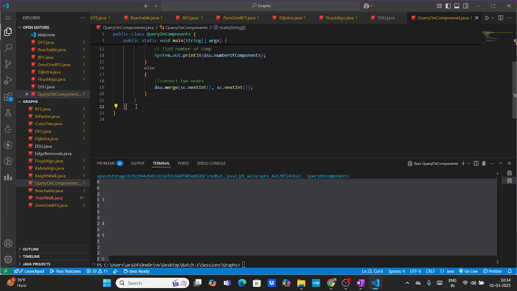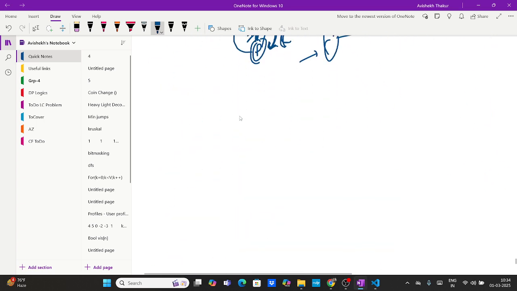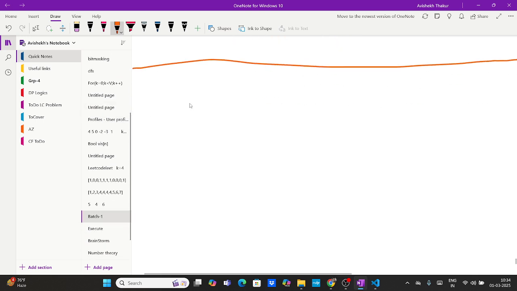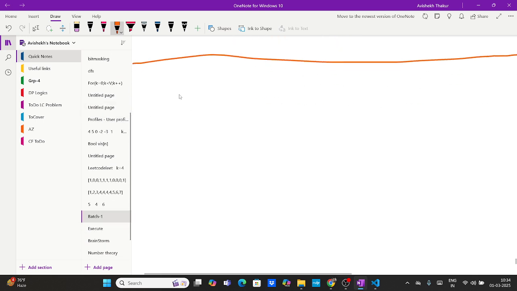Is it clear, everyone? Yes. Good to know. Now let's try to do a couple of problems on DSU, and then we will move to spanning tree. Okay, what should I ask?